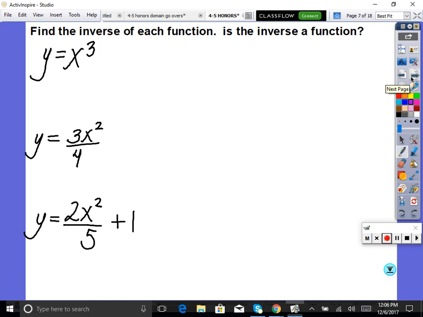Okay, look at these three with me, then I'm going to let you go for it on your paper. It says, find the inverse of the function. Is the inverse a function? So just watch. So the first thing we do, if this is my original, is switch x and y. X is equal to y cubed.